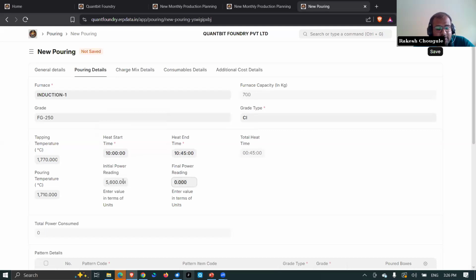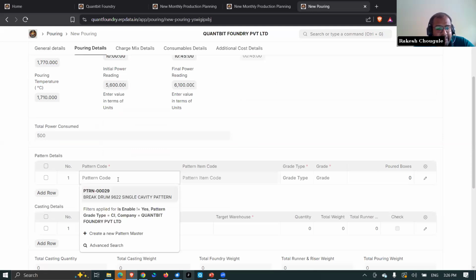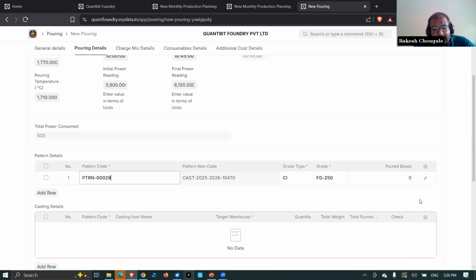The initial reading comes from the last entry. I have to add the ending reading. After that, I have to select the pattern item. Here you can see the brake drum 9622 pattern will be shown. I will select that and I will add only how many boxes I have poured. So I will add 6 boxes I have poured.